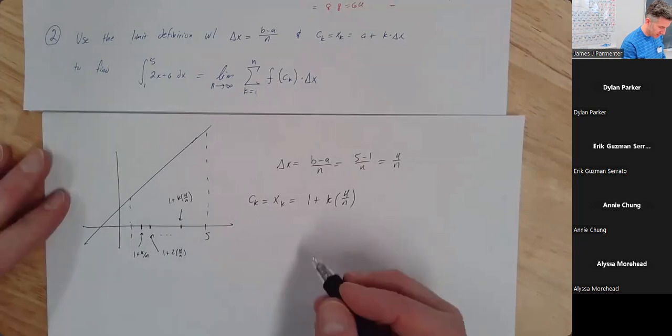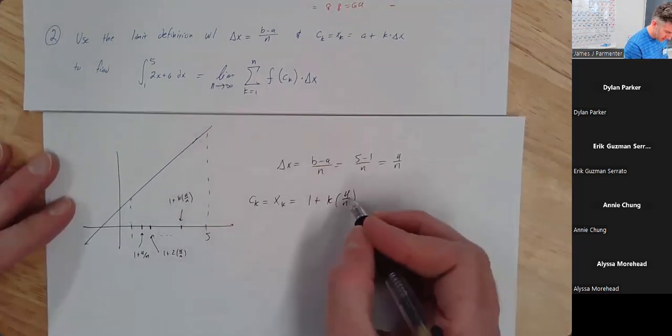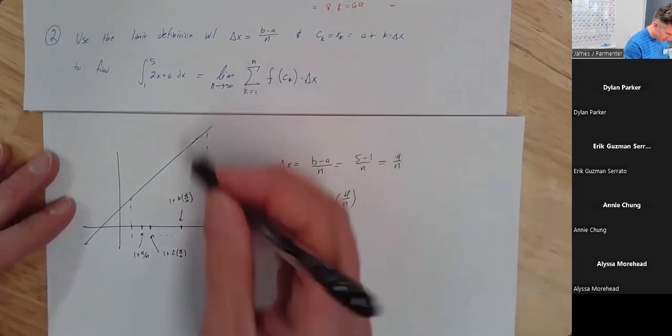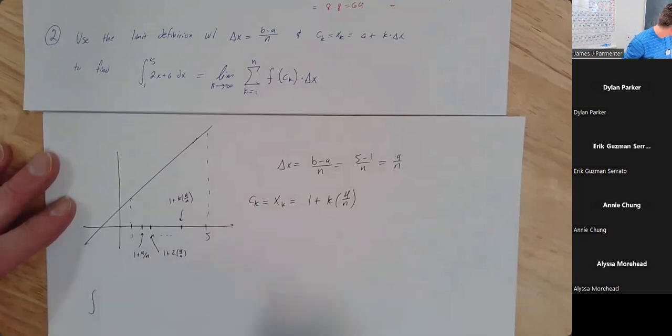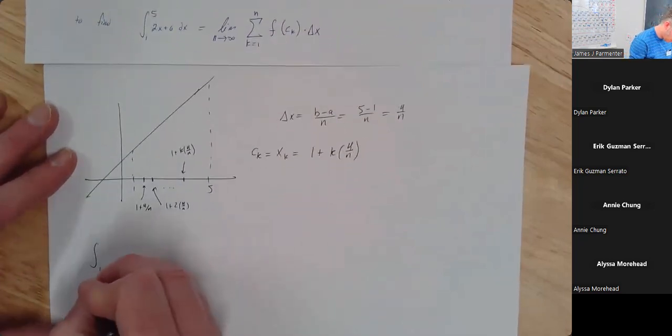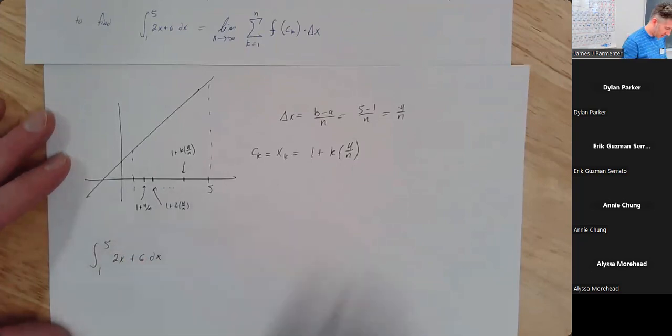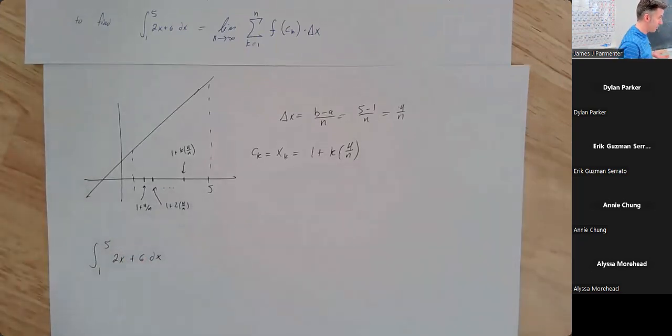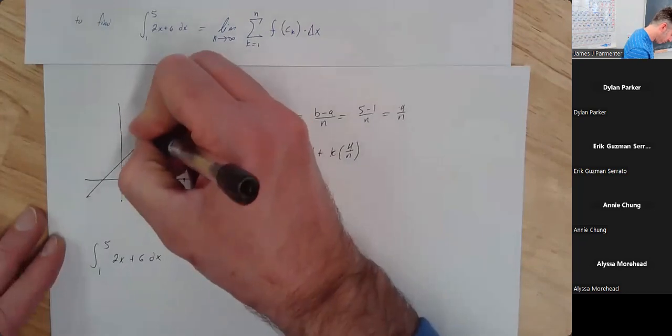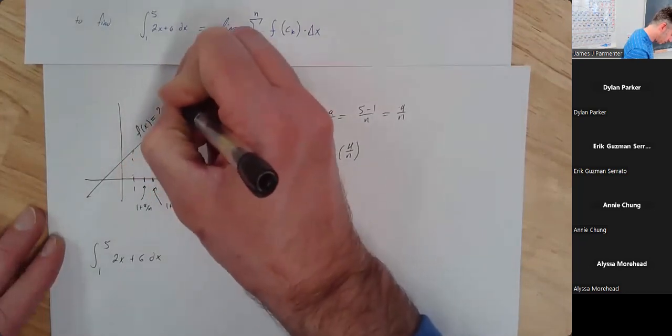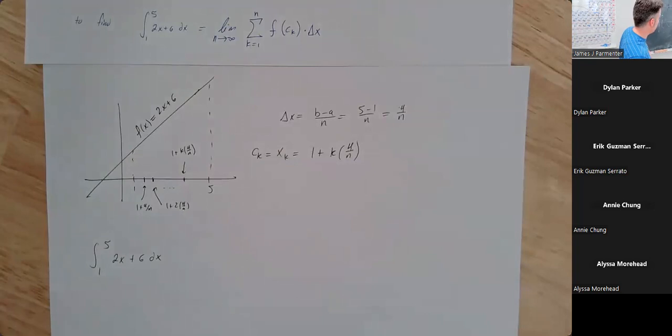The idea here is we can then take this as our c sub k, this is our delta x, and write that the integral from 1 to 5 of 2x plus 6 dx, which again just means the area under the curve 2x plus 6 between 1 and 5. That's all that notation means.